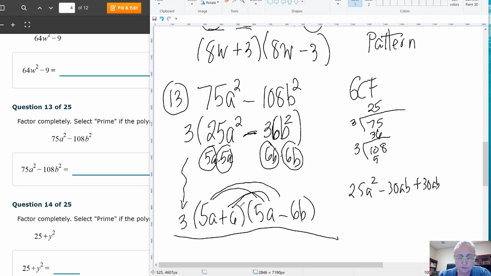minus 36b squared. Look, I forgot my b there, so I'm glad I checked. Minus 36b squared. Those zero out, and I have 25a squared minus 36b squared. Now, had I not checked it, I might not have caught my mistake. Look, it's one of each, 5a, 6b with a plus, and one of each with a minus. So checking is always a good idea.